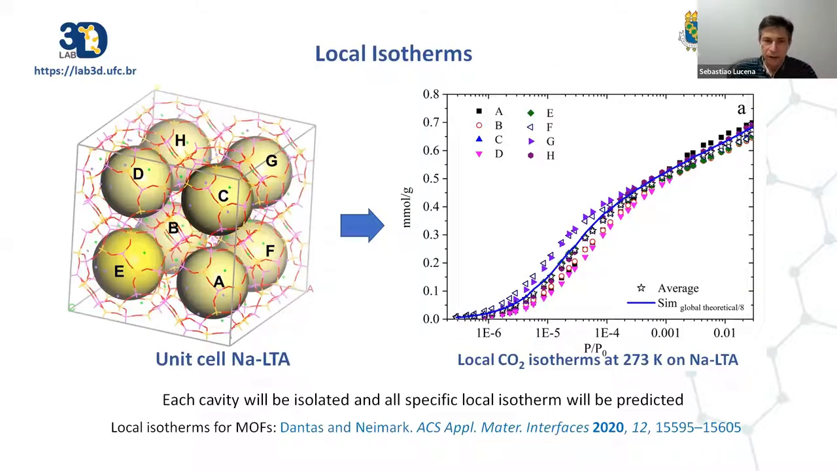As each cavity has its particular distribution of cations, our proposal is to isolate the cavity and calculate all specific local isotherms. Take NaLTA as an example. The unit cell has 8 cavities, so it's possible to obtain a kernel with 8 isotherms, as shown in the graph on the right. This idea was proposed for MOF frameworks in a recent publication of the Neimark group.